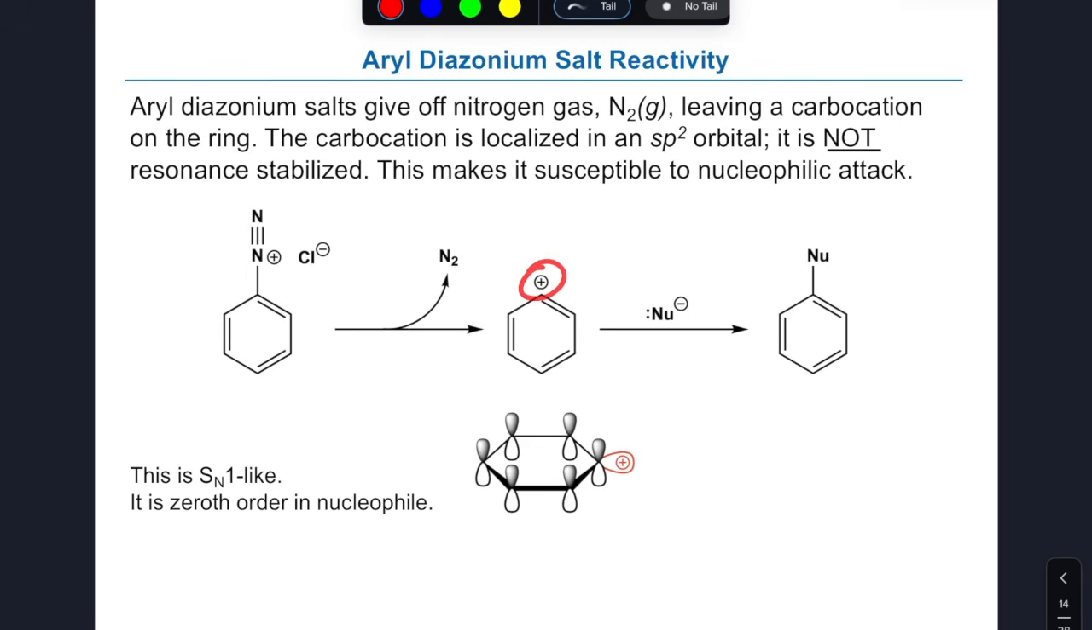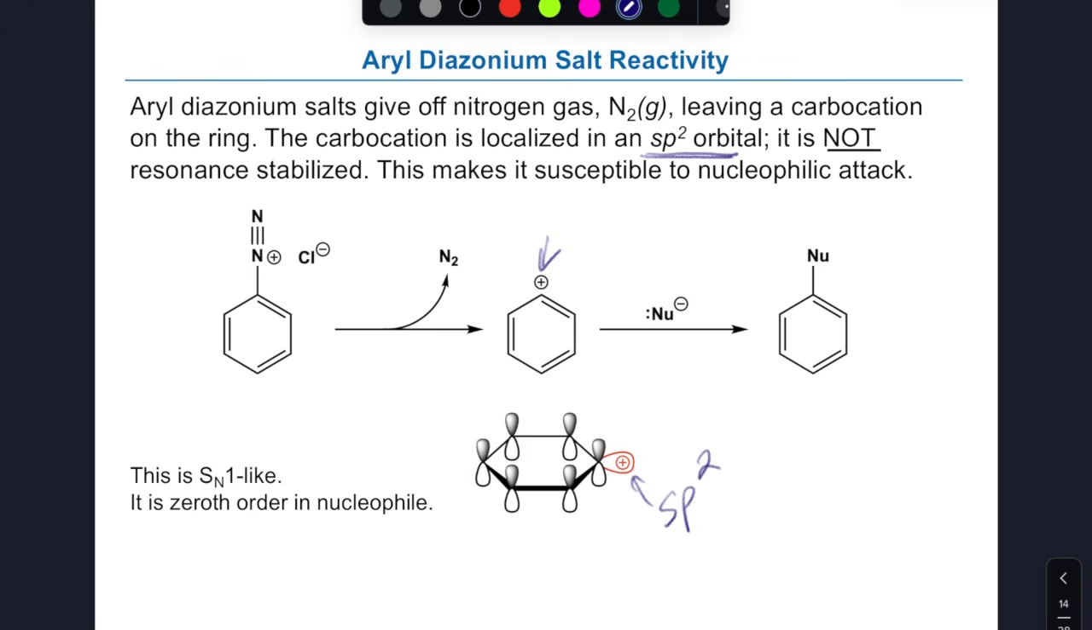Now, this is not your normal carbocation. This is not a resonance stabilized carbocation because, in fact, the orbital, this lone pair here, this vacant plus, is actually in the sp2 orbital.